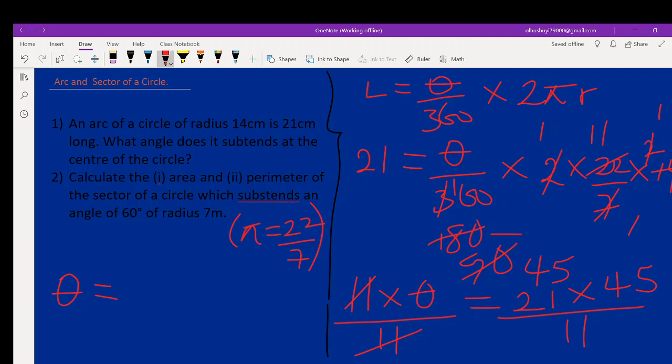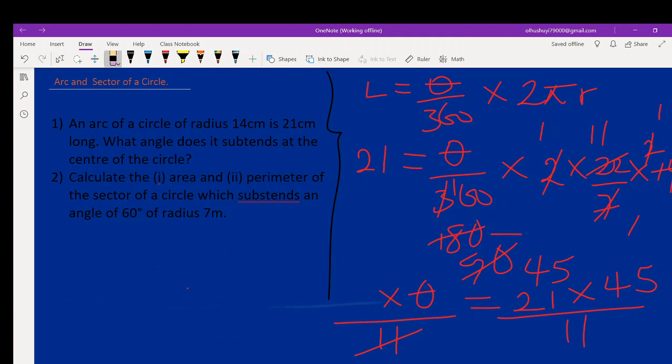945 divided by 11 gives 85.9 degrees. So this is what we have as our theta. Don't forget that the length of arc is along the circumference, so you need the circumference of a circle. That is settled.